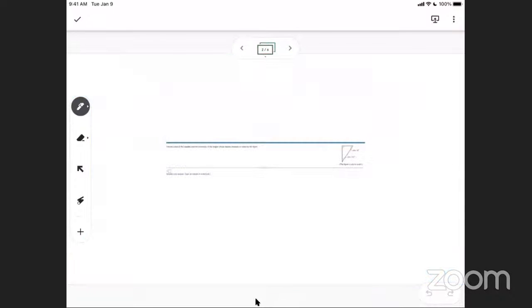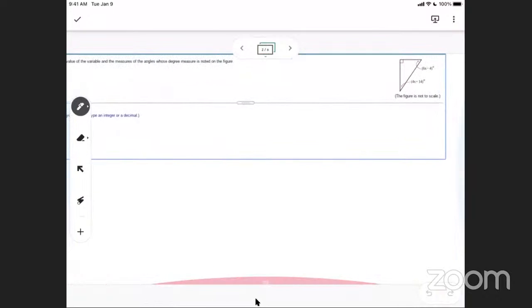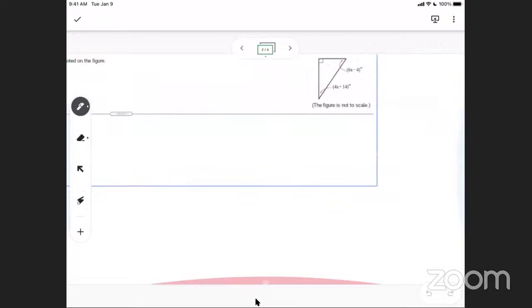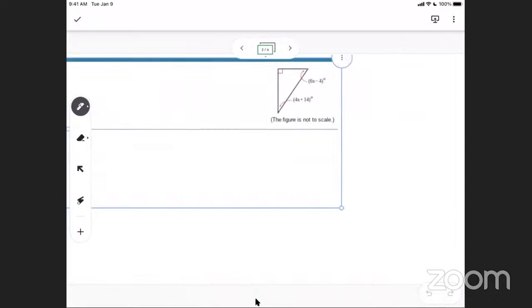Yeah. All right, this next one says, find the values of variable, the angles whose degree measure is noted in the figure. So we're just trying to basically solve for X and find out what those degrees equal to. All right, this is a little bit trickier, but do you see how both of these things are written in terms of X?